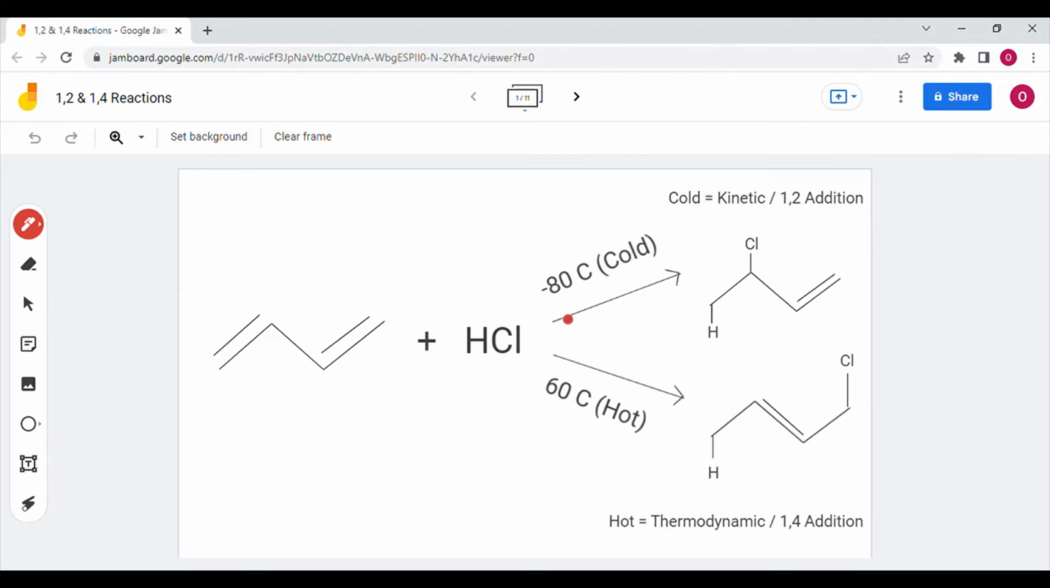So if we react it in cold conditions, we're going to get the 1,2 addition, and as you can kind of see, this hydrogen and chlorine were added on the 1 and 2 position. Or if we react it in the hot condition, it's going to give us the 1,4 addition. So as you can kind of see, here's the 1, 2, 3, 4 position.